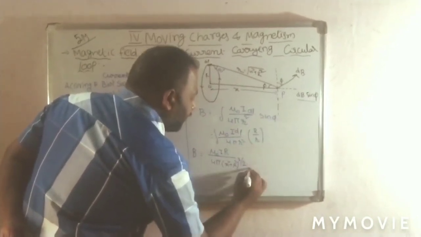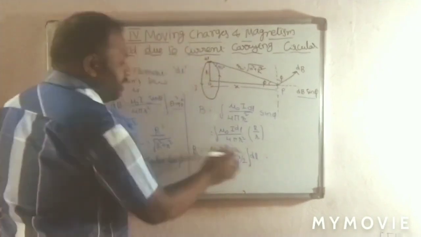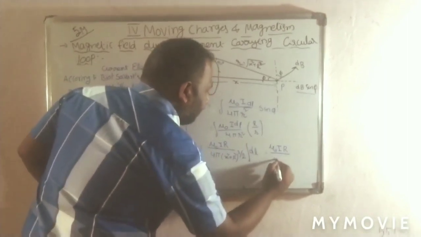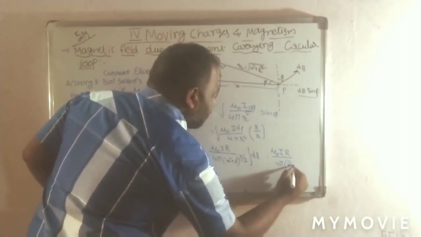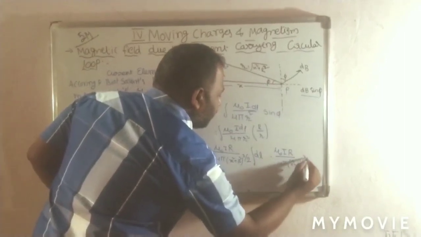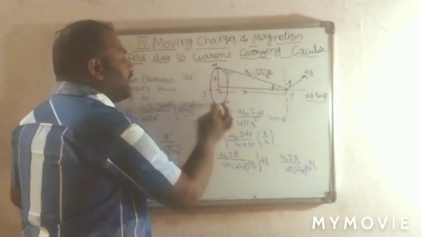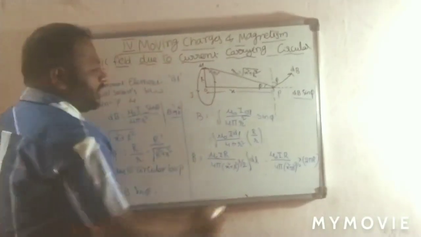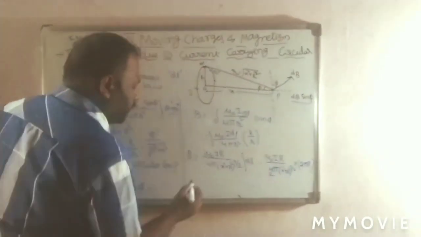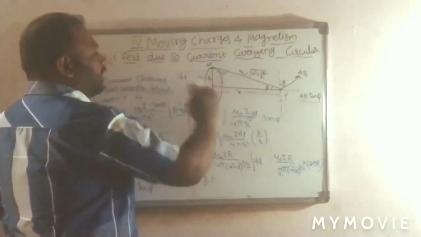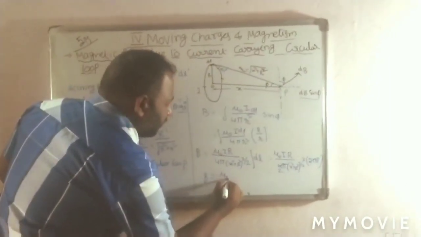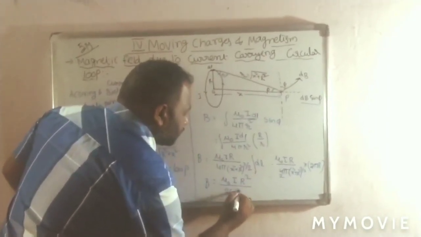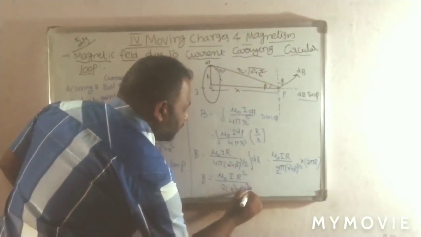So by taking integration, mu naught I R by 4 pi into x square plus R square whole power 3 by 2 into integral dl, which represents the total length of the circular coil, 2 pi R. Now take the simplification: 2 pi and 4 pi give 2. Therefore the total magnetic field due to a circular coil at the point P is B equals mu naught I R square by 2 into x square plus R square whole power 3 by 2.